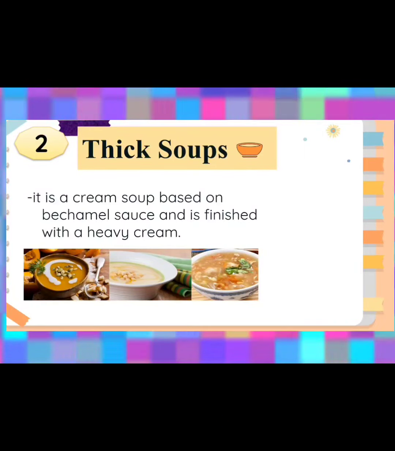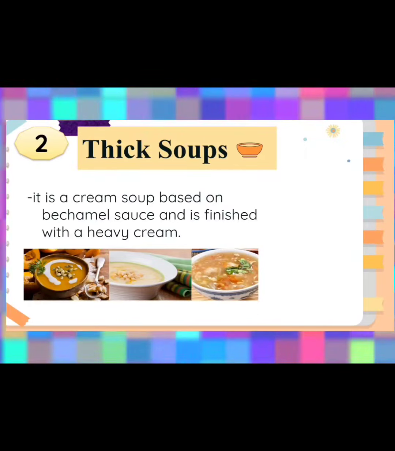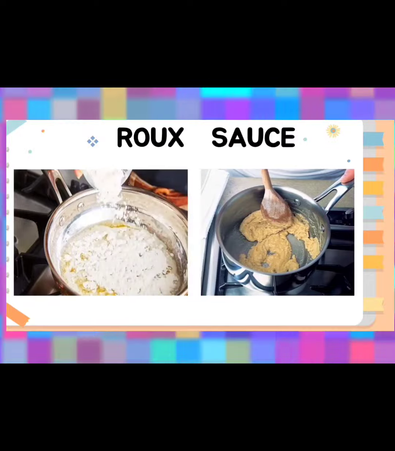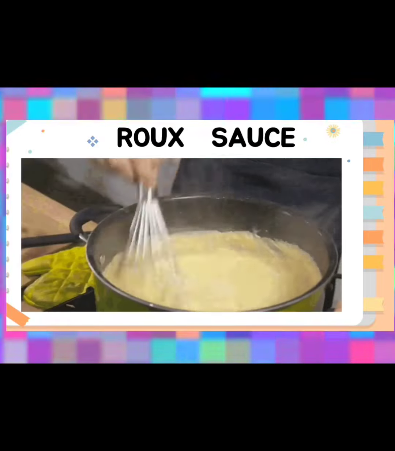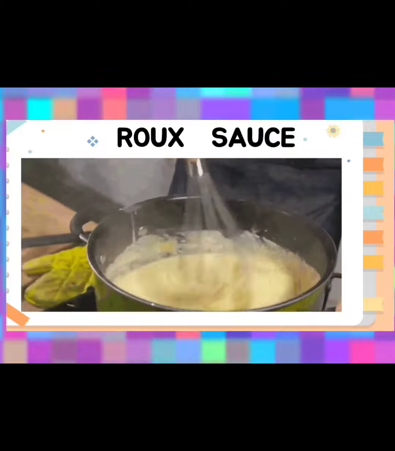Cream soups are thickened with roux, béchamel, liaison, or other thickening agents, plus milk or cream. Cream soups are thickened with sauces. And these sauces are roux, bechamel, and velouté.